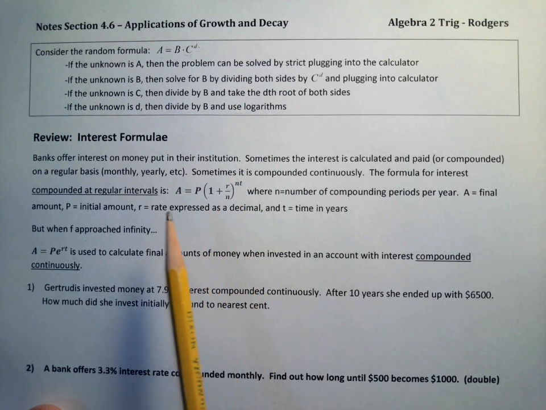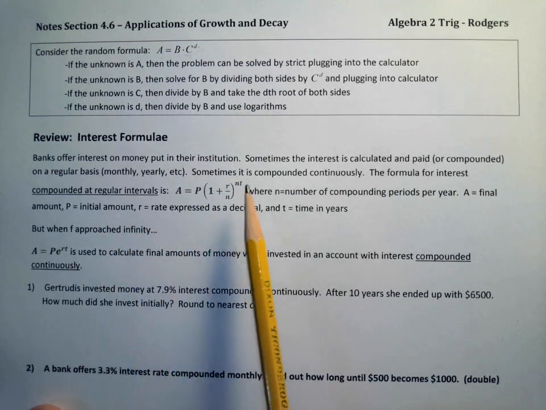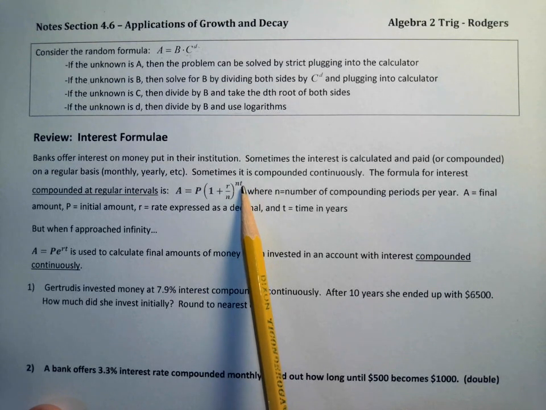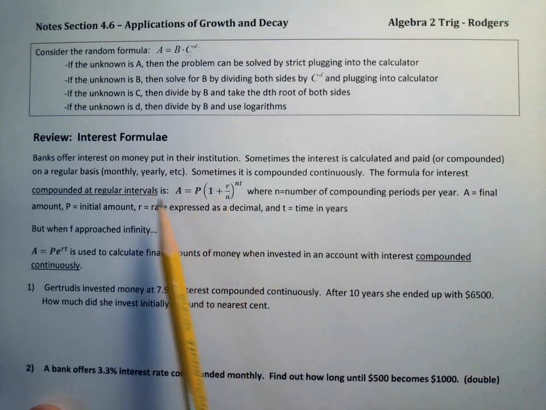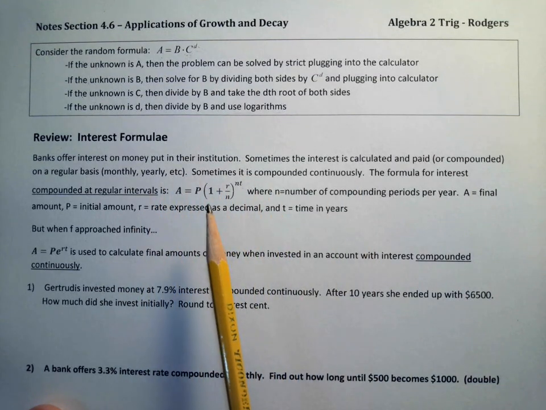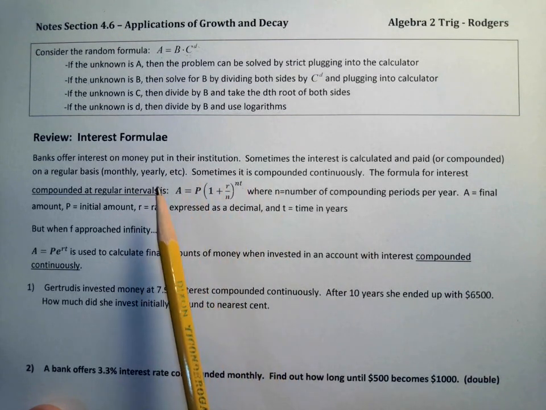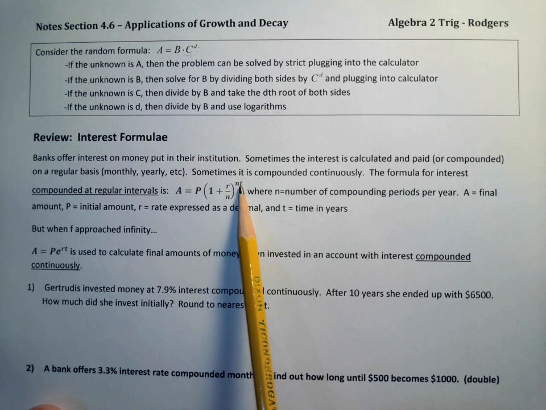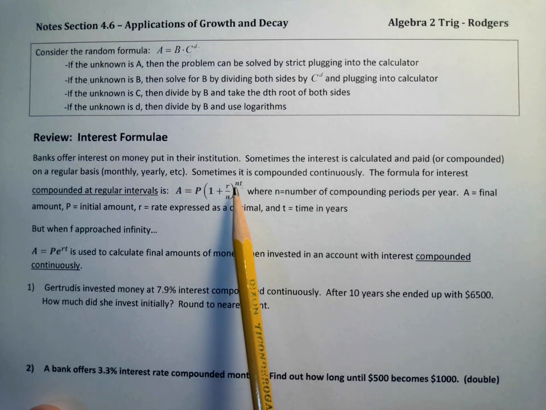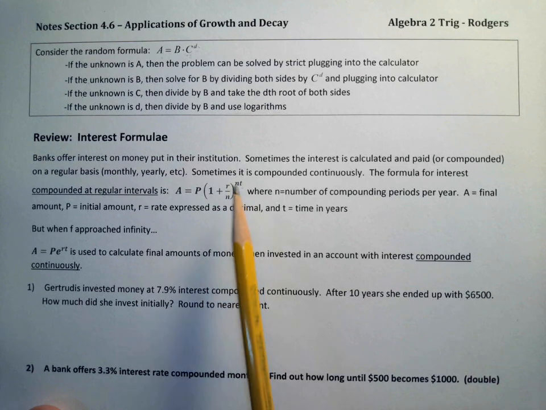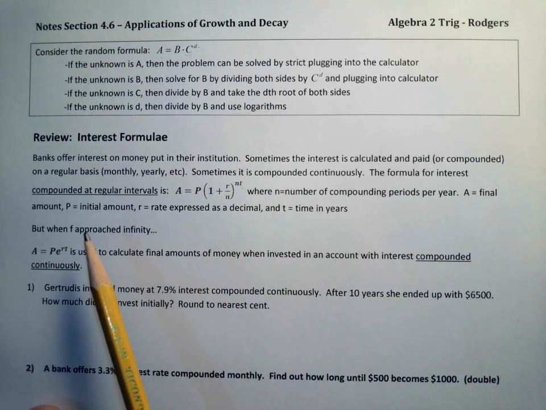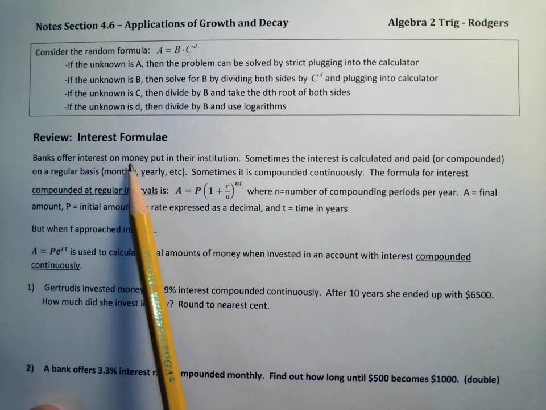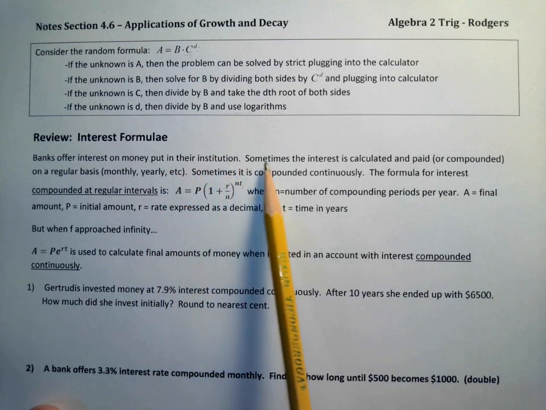The only difference now is that we can solve for these unknowns up here in the exponent, because now we have logarithms. Earlier in the chapter, when we were dealing with just exponents without logarithms, we couldn't solve this, and we came across a problem where we could do an iterative process, but now we'll be able to solve it directly. Okay, so a bank offers interest on money put into their institution.